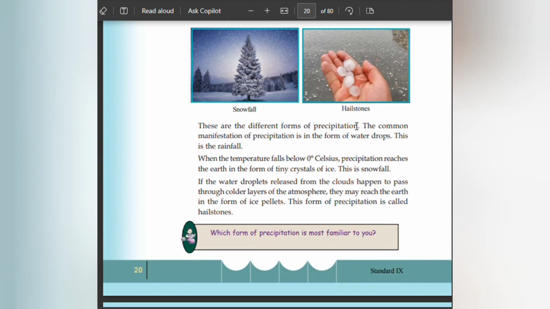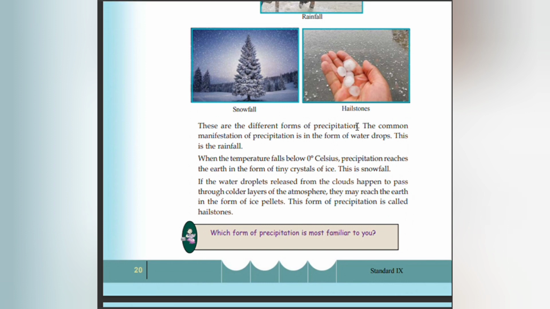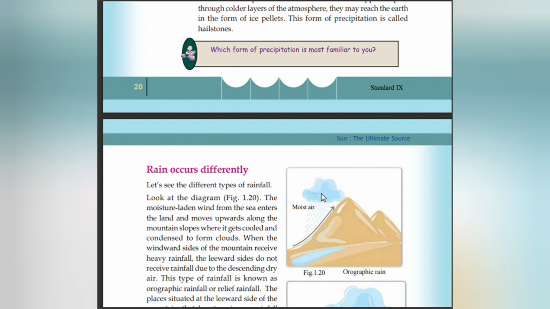There are different forms of precipitation. The common manifestation of precipitation is in the form of water drops. This is the rainfall. When the temperature falls below 0 degrees Celsius, precipitation reaches the earth in the form of tiny crystals of ice. This is the snowfall. If the water droplets released from the cloud happen to pass through colder layers of the atmosphere, they may reach the earth in the form of ice pellets. This form of precipitation is called hailstones.